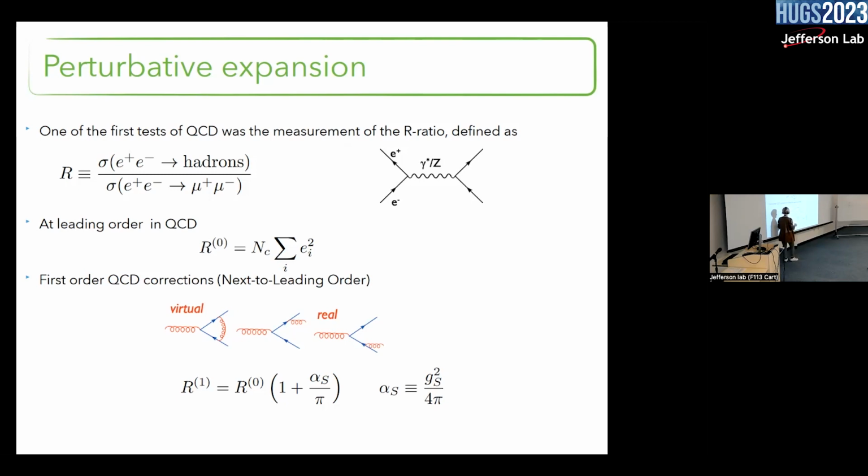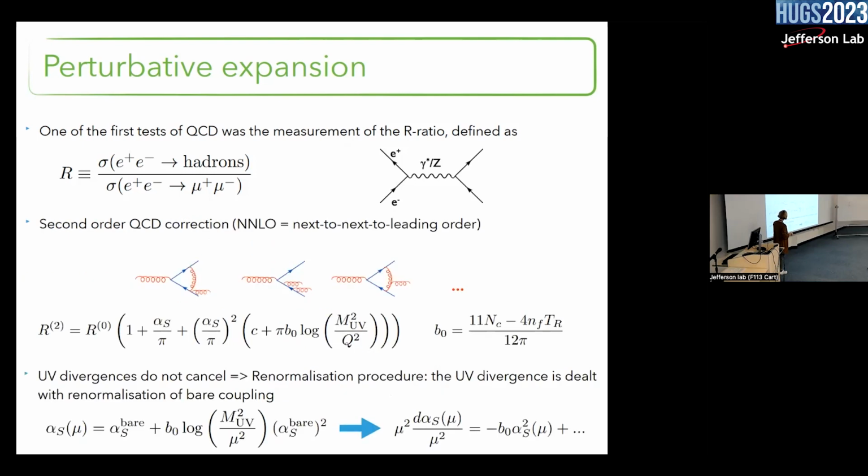And so here you have the same as the ratio at the leading order plus a correction which is proportional to alpha S, the strong coupling constant divided by pi, okay? What happens if you go to the next order? Again, you must have seen it. When you go to the second order in QCD, then you start having different corrections.